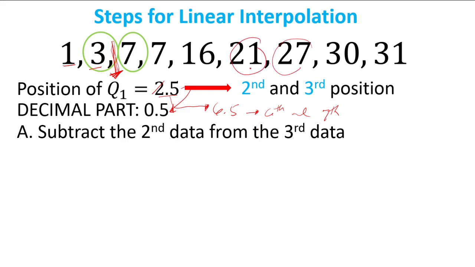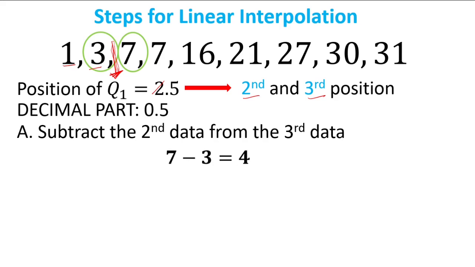Since ang nakuhang computed value natin ng first quartile is 2.5, we will now be using the second element and the third element. Okay? So, the third element in the data is 7 and the second element is 3. So, you have to subtract the second from the third. So, that is 7 minus 3. And 7 minus 3, that is equal to 4. 4 now is the difference between 7 and 3.